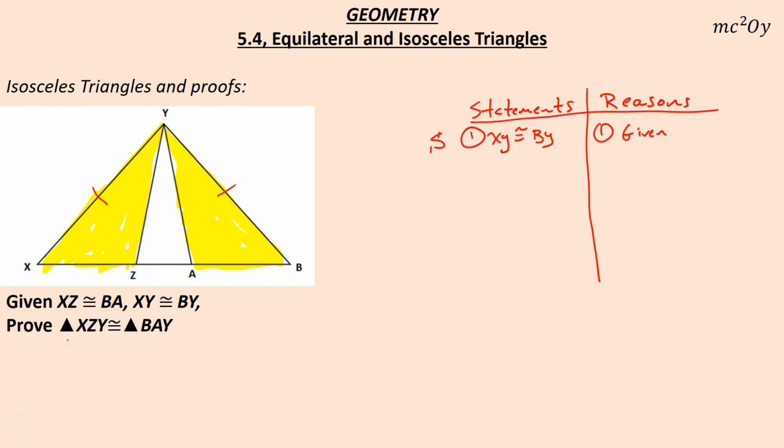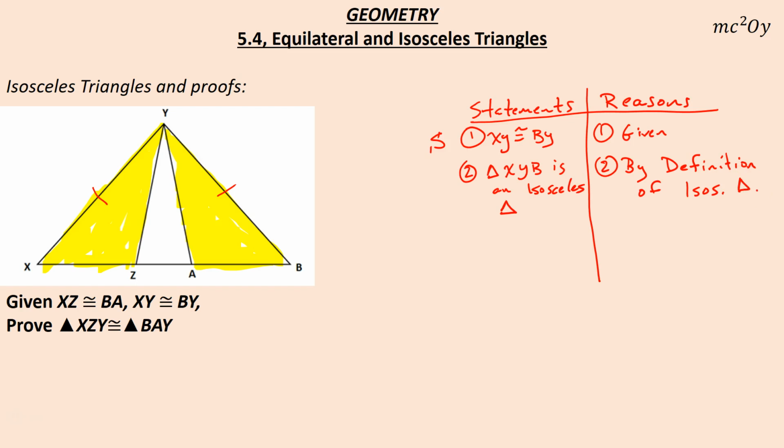Okay, and go back to my pen here. I know that based on that statement, that given piece, I know that triangle XYB is an isosceles triangle. And that's by definition of isosceles triangle.